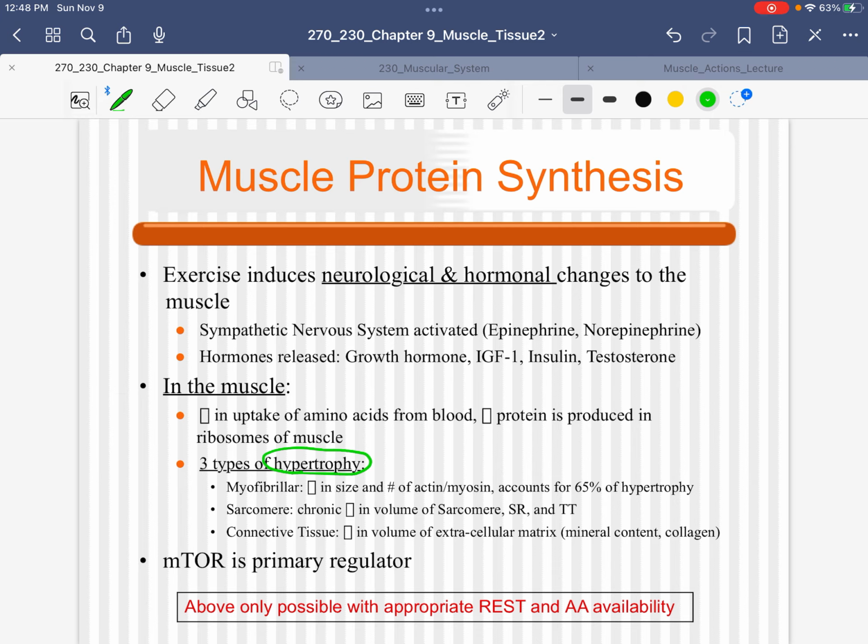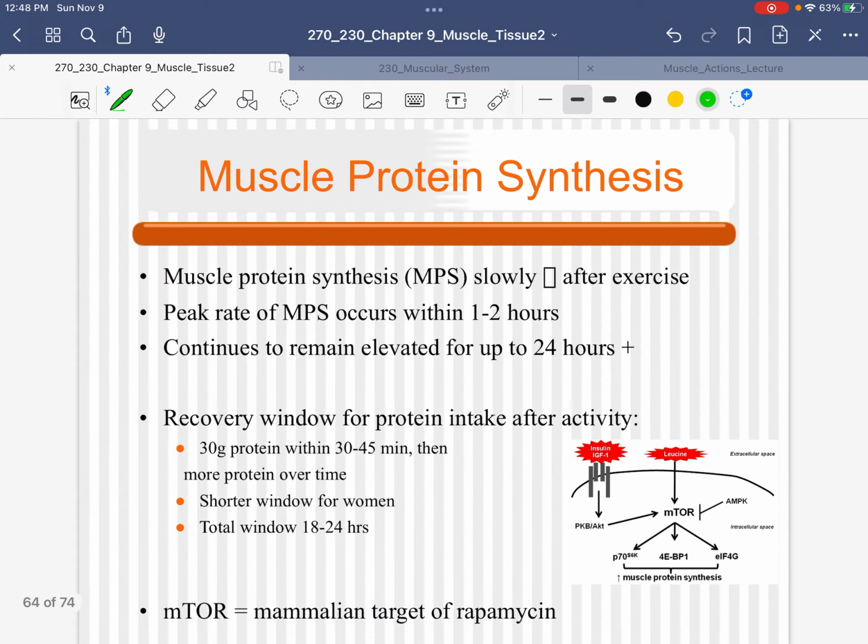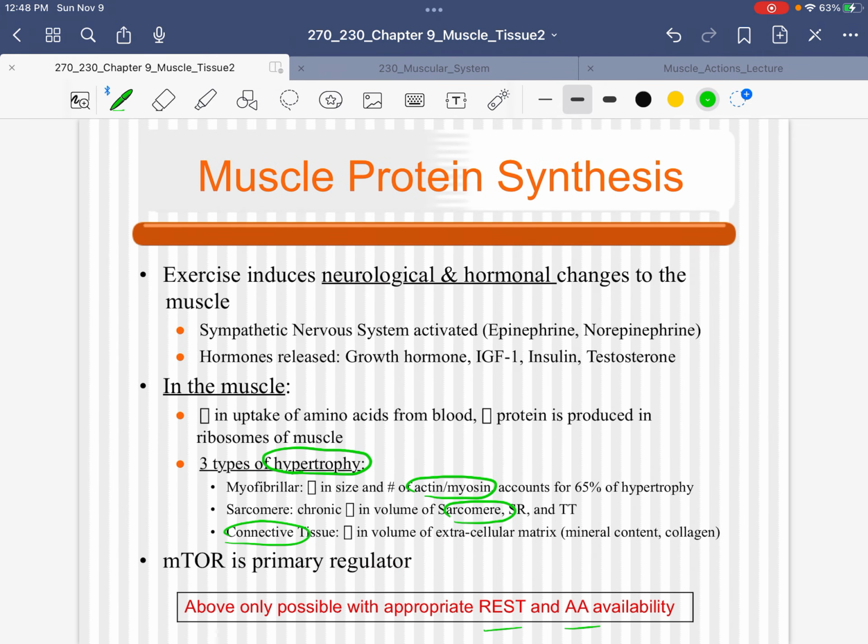It talks about actually how does the muscle lay down more mass. It does it in the myofibrils, actin and myosin. We can lay down more volume in the sarcomere, and we can also lay down more volume in the connective tissue in and around the muscle. Of course, we can only do this if we have enough amino acids available, which most of us do, and if you give it rest, which is a harder thing for some of us. I'm not going to ask you about this.